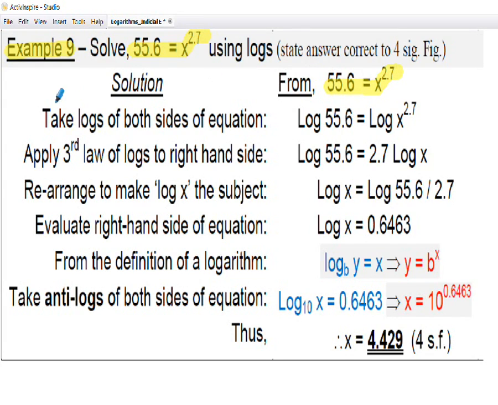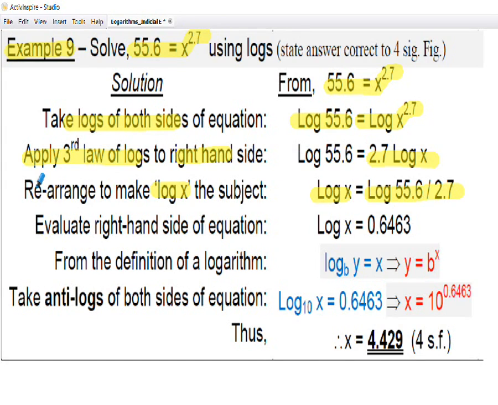As before, I take logarithms of both sides of the equation, so log of 55.6 is equal to log of x to the 2.7. I apply my third law of logarithms to the right hand side of the equation, so I get 2.7 times log of x. So I've gone from log a to the n on the previous line to n log of a, 2.7 times the log of x. In this particular question I need to rearrange the equation to find log of x, because x in this question is associated with the log function. So in this case, dividing both sides by 2.7, I get log of x is equal to log of 55.6 divided by 2.7.